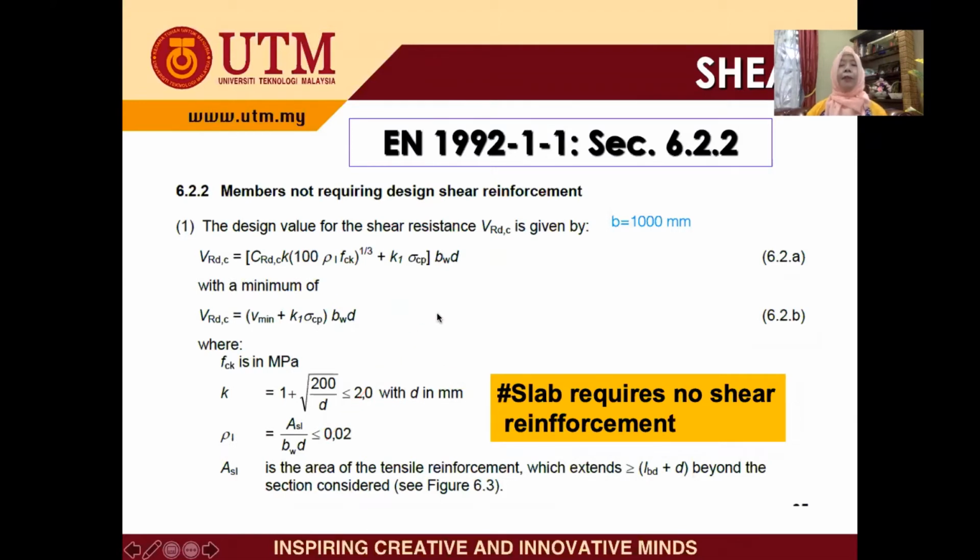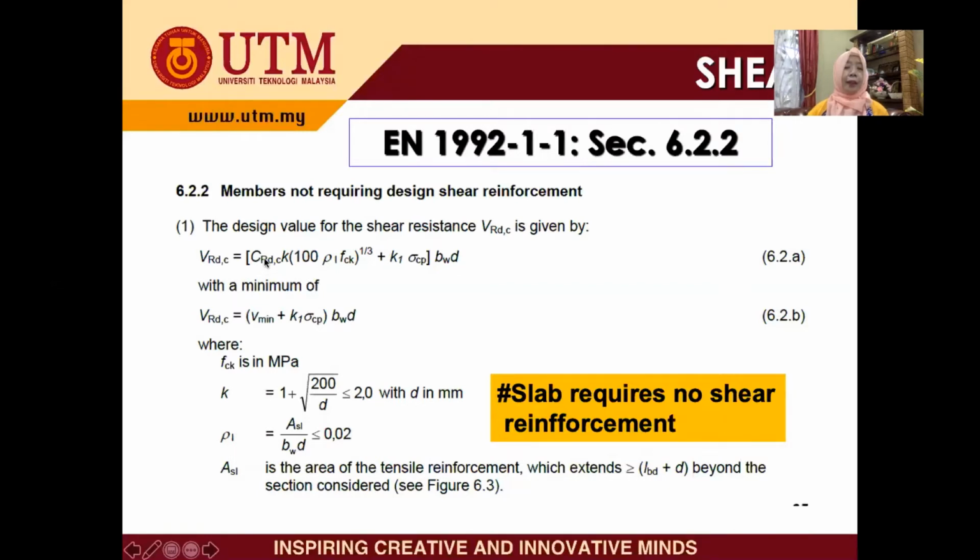After we determine the reinforcement, then we need to check for the shear. As I mentioned just now, the difference between the beam and the slab is that for the beam we need to design the shear, but for the slab we just check. This is the VRD max. Remember VRD max? Shear resistance in the concrete slab, VRD.